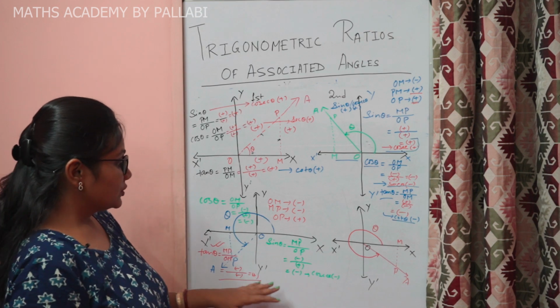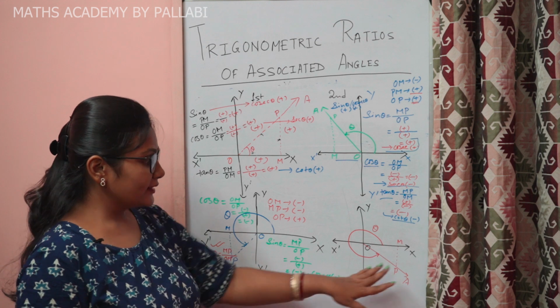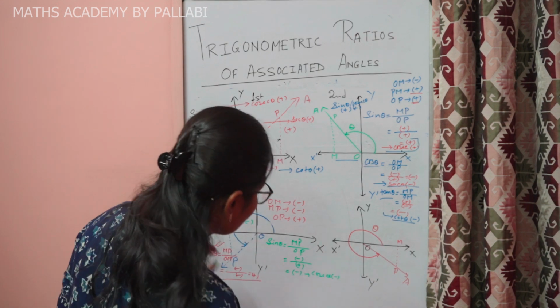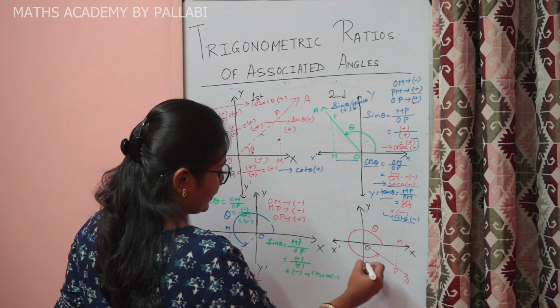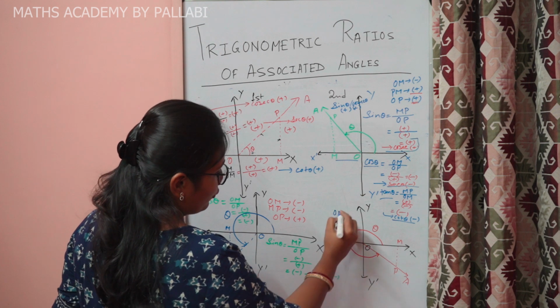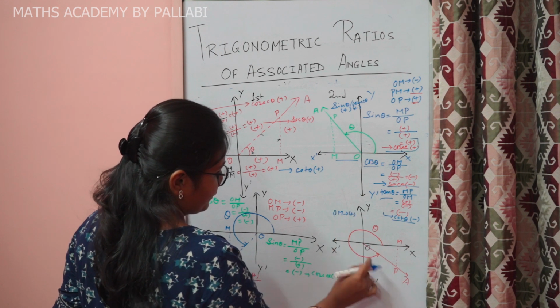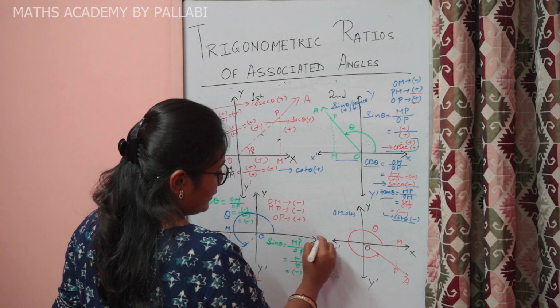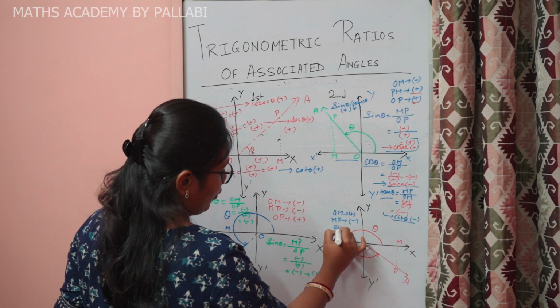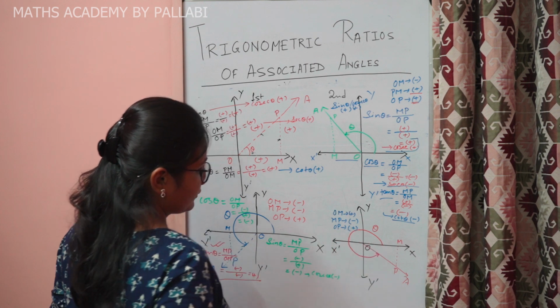So this is for the third quadrant, and now the fourth quadrant. What will happen? Let's see. For the fourth quadrant, your OM will be positive, MP will be negative, and OP will be positive.